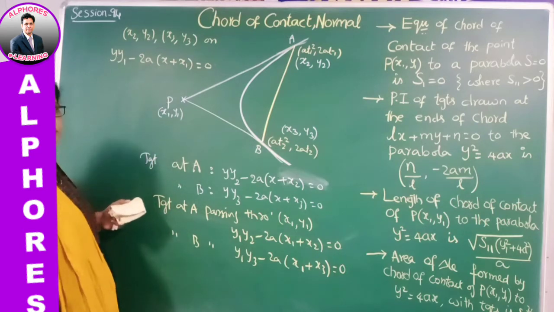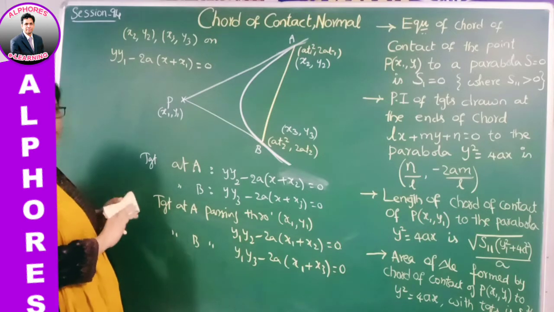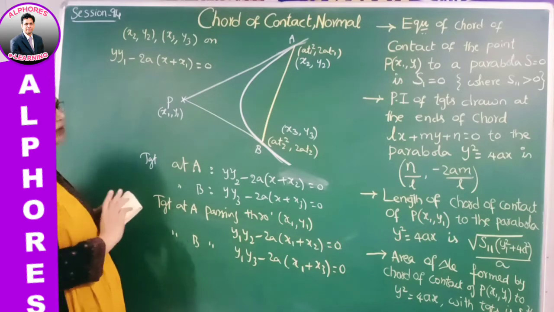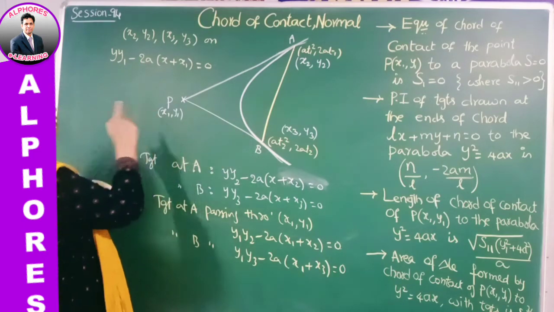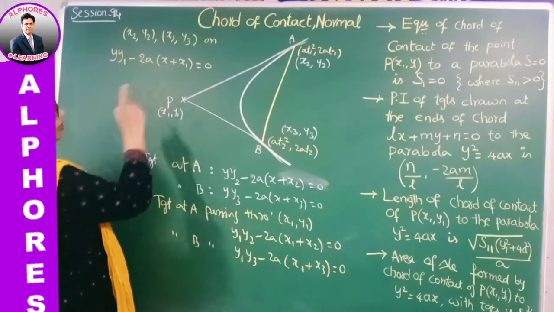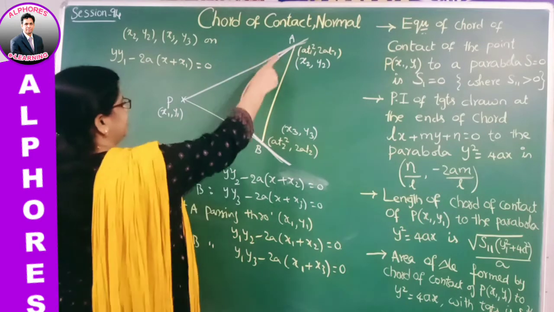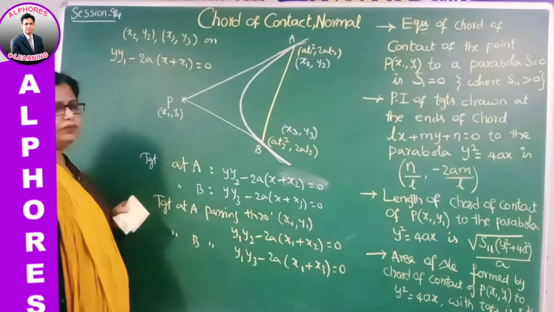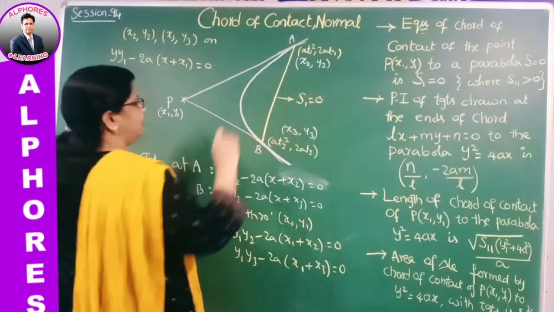Therefore you can generalize, that means for any curve S equal to 0, circle, parabola, ellipse, hyperbola, any curve S equal to 0 if you consider, and from a point x1 y1 which is outside the curve, 2 tangents can be drawn, and if you join those 2 points of contact, it is nothing but the chord of contact, whose equation is nothing but S1 is equal to 0.